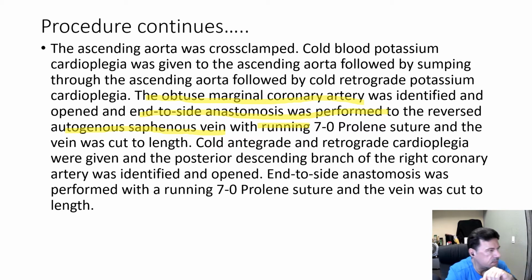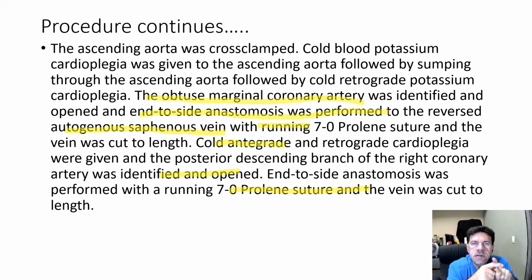length, the appropriate length. Okay, cold antegrade and retrograde cardioplegia were given, and the posterior descending branch of the right coronary artery was identified. This is the posterior descending artery. Now, it was identified and opened. An end-to-end anastomosis was performed with the Prolene suture, and the vein was cut in length. All right.